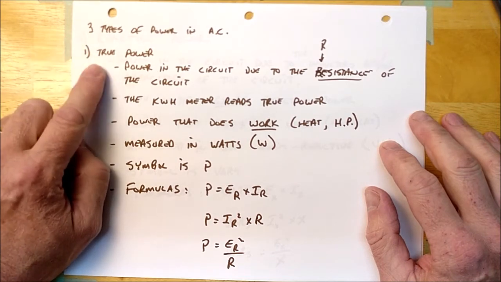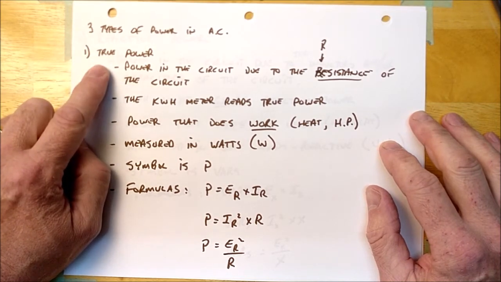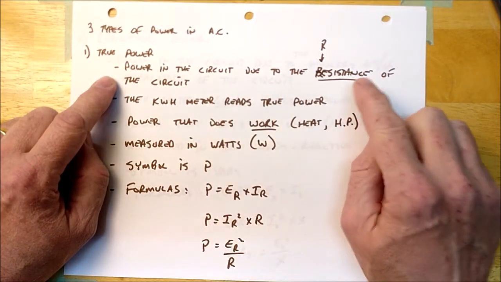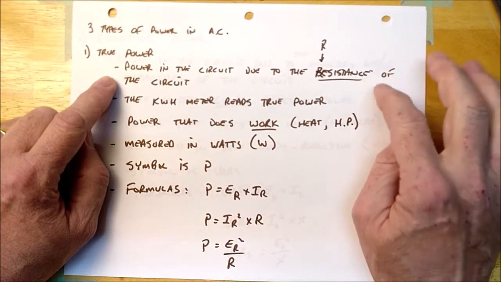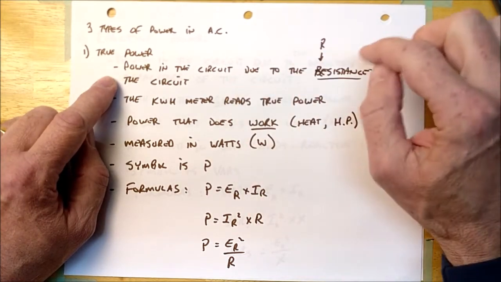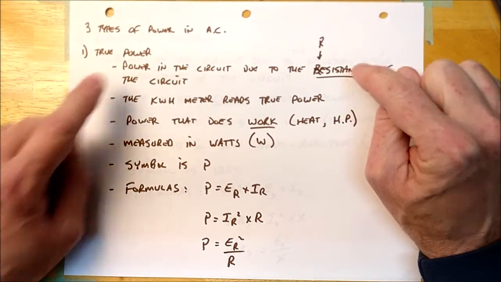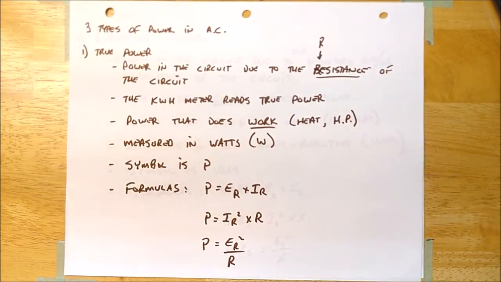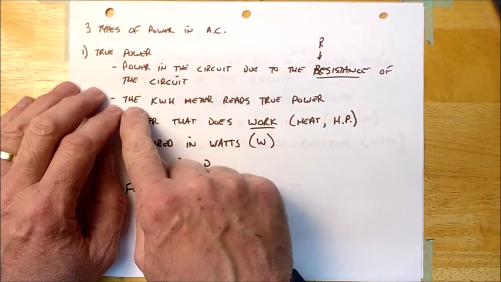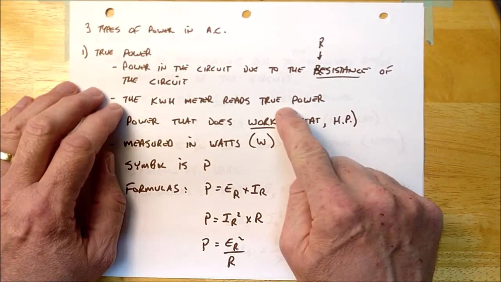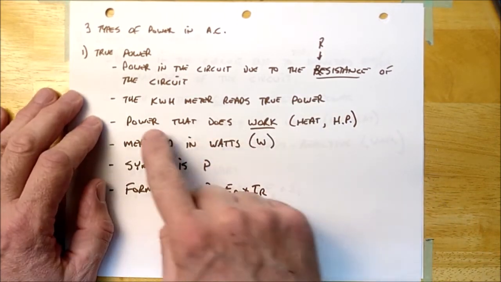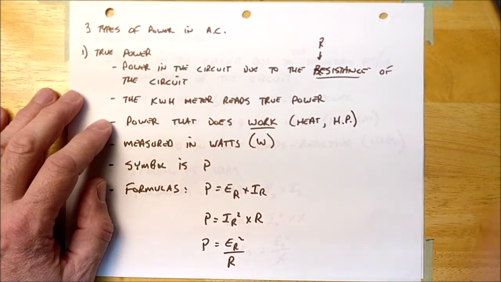The first one we're going to talk about is what's known as true power. And true power in the circuit is any power in the circuit due to the resistance of the circuit, okay? So, true power is any power in the circuit due to resistors in the circuit, okay? And your kilowatt hour meter reads true power and true power only. And it is the power in the circuit that does work.